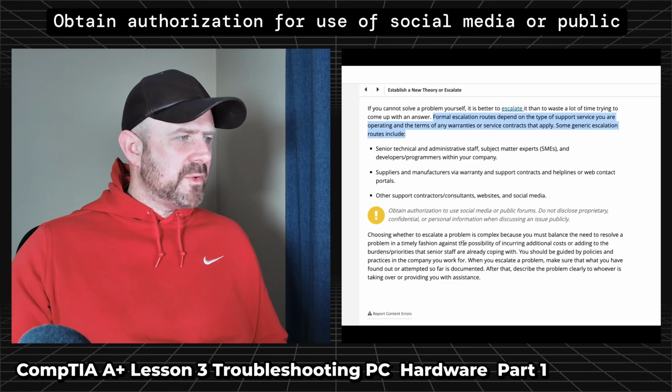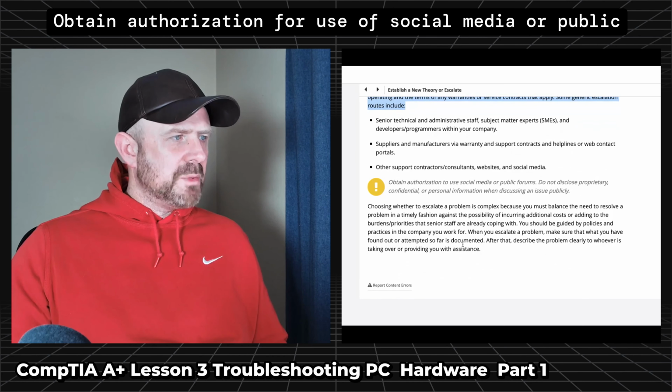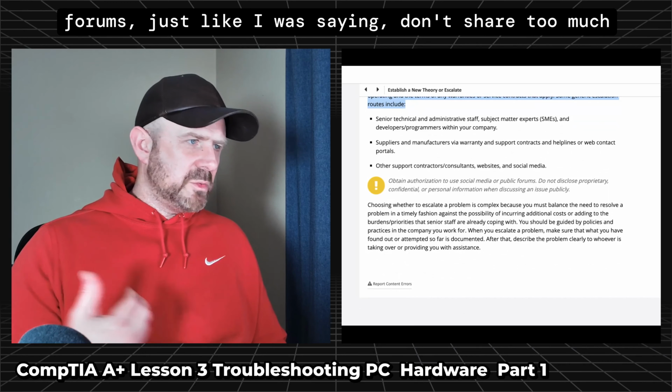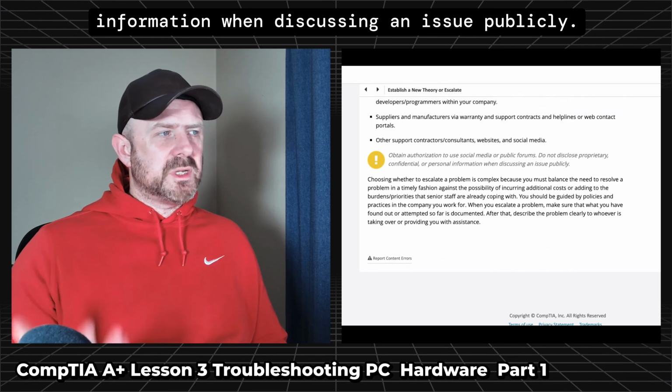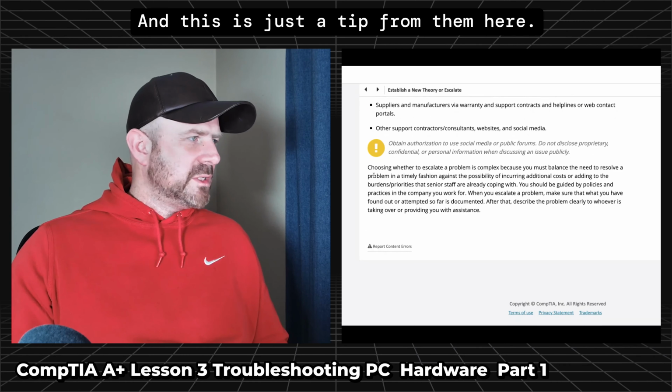Obtain authorization for use of social media or public forums, just like I was saying, not sharing too much information. Do not disclose proprietary, confidential, or personal information when discussing an issue publicly. And this is just a tip from them here.